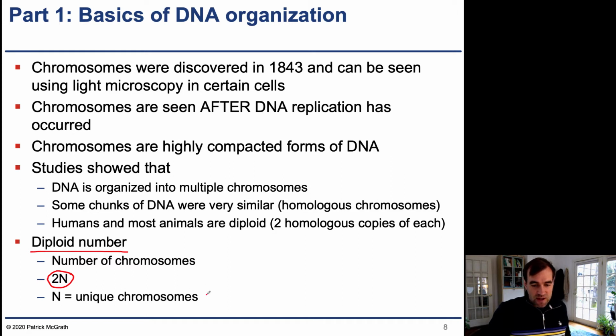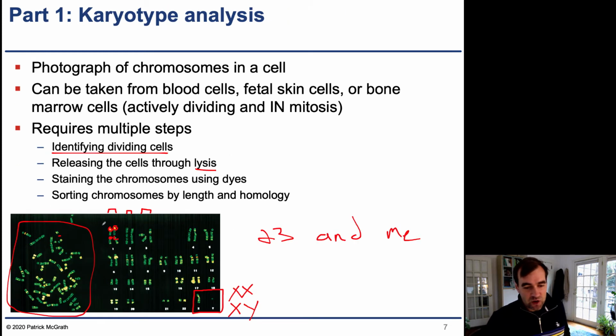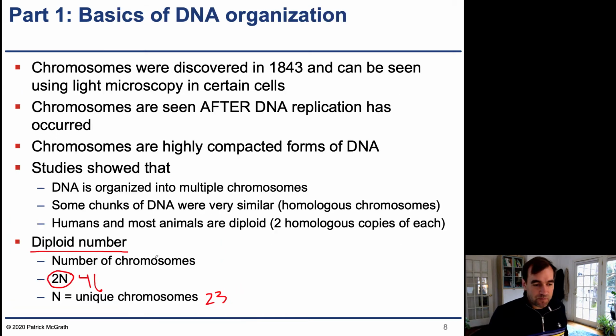So humans have 23 unique chromosomes, and our diploid number is 46. And our diploid number, of course, is also the total number of chromosomes you would see in a karyotype. So if we counted 1, 2, 3, 4, 5, 6, 7, 8, 9, 10, we would count 46 unique chromosomes within this karyotype.